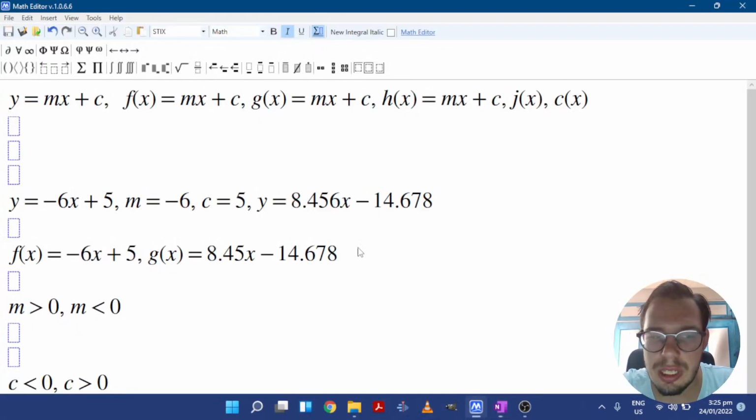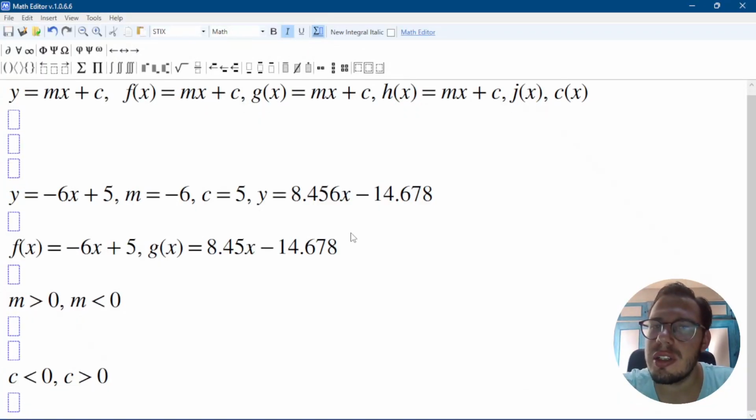So that's just the introduction of linear functions. The next 3 videos will be 3 methods on how to graph them, and I'll use the same functions for each of them so you can see the different methods.